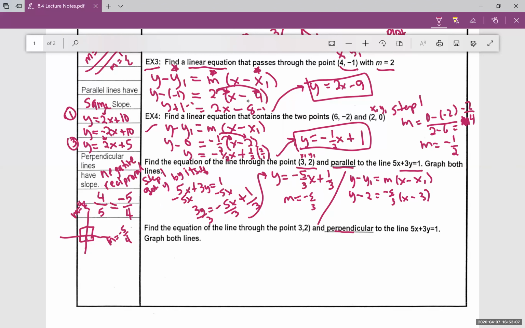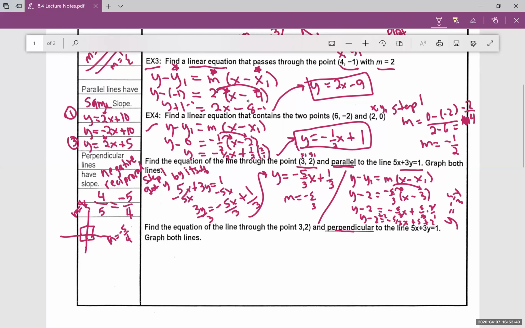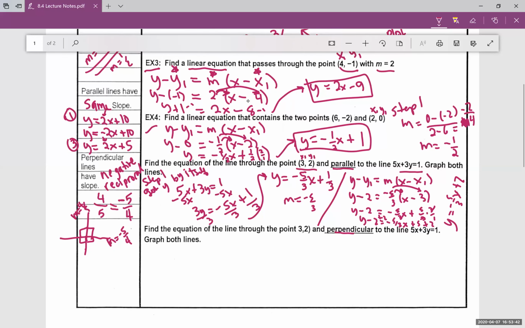And then let me distribute this fraction. This one's kind of a gnarly one. y minus 2 equals negative 5/3 x plus 5/3 times 3 over 1. Okay, so next time through, that's going to cancel, and I'm going to have y minus 2 equals negative 5/3 x plus 5. I'm going to add 2 to both sides. And finally, this line I have y equals negative 5/3 x plus 5 plus 2, which is plus 7.